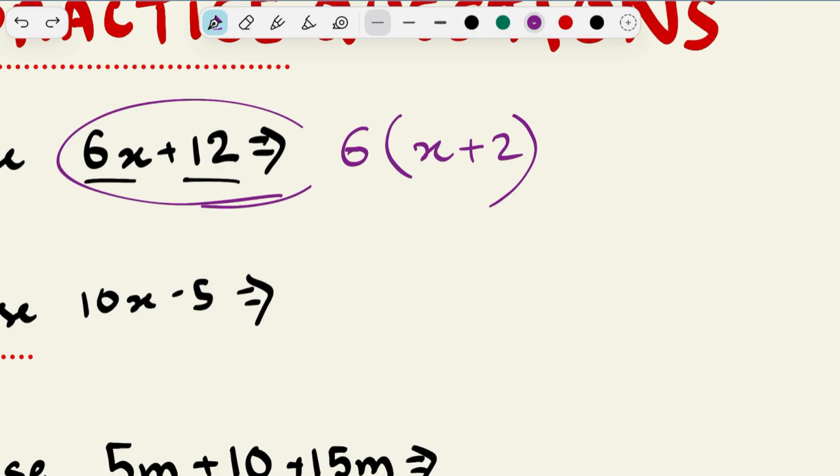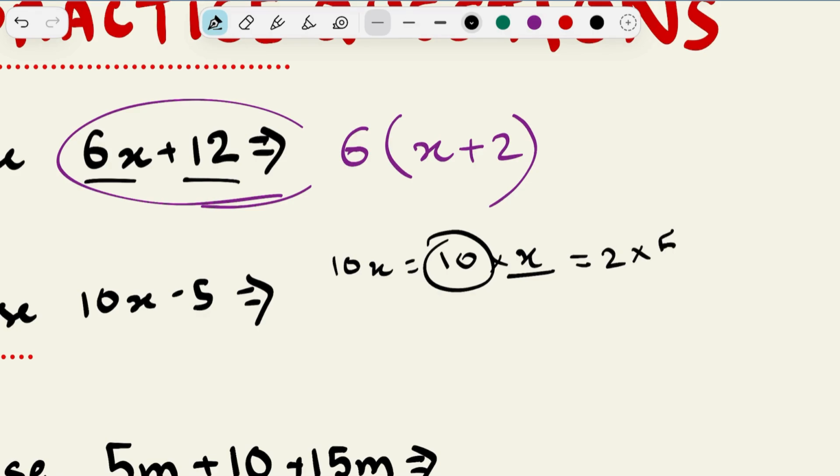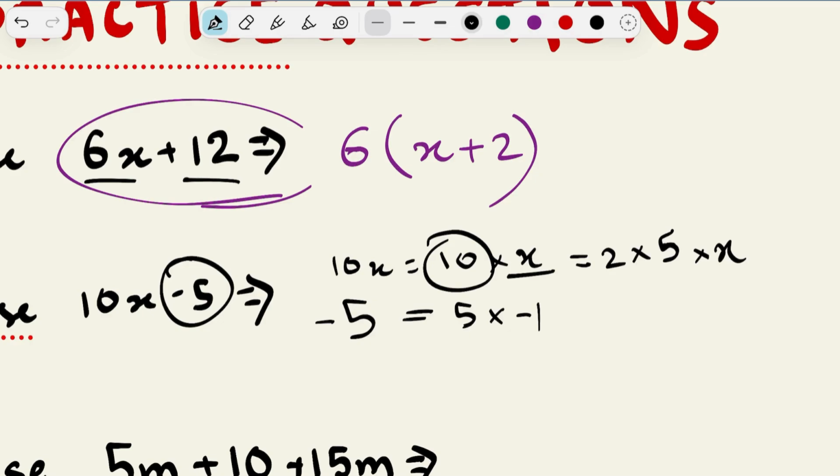Okay, now let's look at the second example, which is factorize 10x minus 5. So first we're going to write out the prime factorization of each, which is 10x is equal to 10 times x. We cannot simplify that, but we can simplify 10 into 2 times 5 times x. Beautiful. That's the prime factorization. Now we're going to look at minus 5, or just 5 if you like. I think 5 just works a bit better, but we can do minus 5 here. And the prime factorization of minus 5 is basically equal to 5 times negative 1, right?